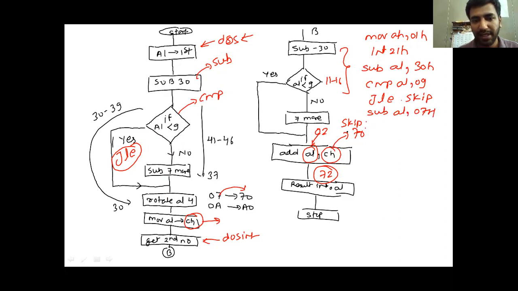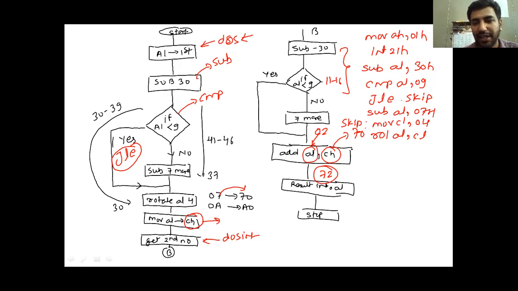Okay, so you'll be going at this point, you will be rotating AL with 04. So before rotation, rotate AL 4 times. For that you have to move 04 into CL, and then you have to do rotate left AL with CL. You cannot write rotate AL 4 times. In that way you will be transforming the first number, 7 into 70 or 3 into 30 or whatever.